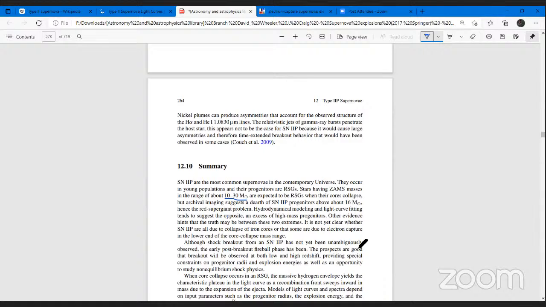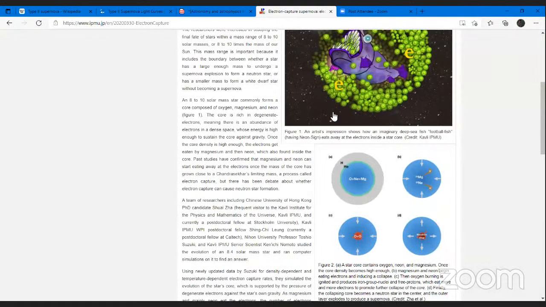So it is not yet clear whether these type 2P are all due to the collapse of iron cores or due to electron capture in the lower end of the core collapse mass range. What this electron capture collapse means, I will show in detail, in a brief manner.